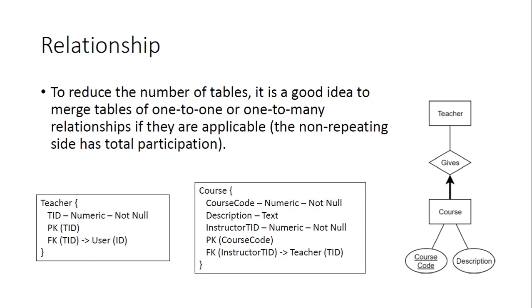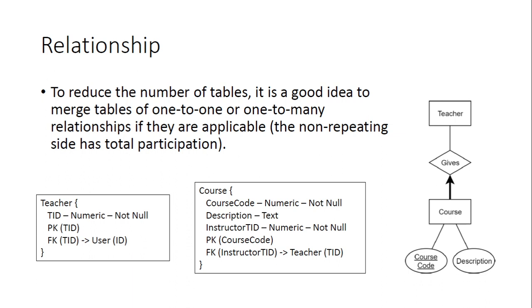So for relationships, it's a good idea to reduce the number of tables if you are able to match the relationship. So in the one-to-one and one-to-many settings, if there is total participation on the non-repeating side, it's a better idea to enforce this total participation while designing the tables. For any kind of total participation, you can leave it to the application side, but if it is applicable, it is a better idea to do it while designing the tables.